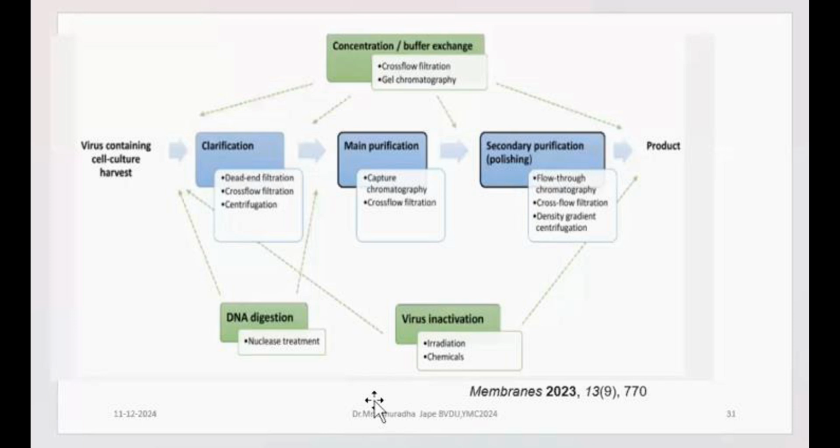To look into the details about applications of chromatography, I can just share the PowerPoint presentation.